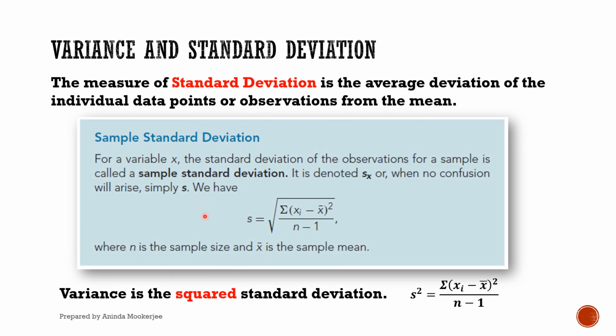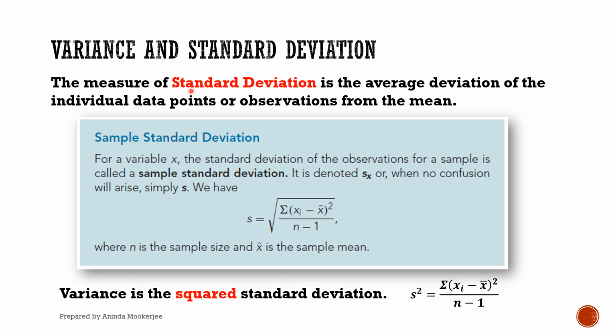Now we saw that the range gives us the variation among two data points in our data set, the highest value and the lowest value. It does not tell us anything about the other values in the data set. For that, we have to look into or study variance and standard deviation. So let's try to understand the definition of the standard deviation.